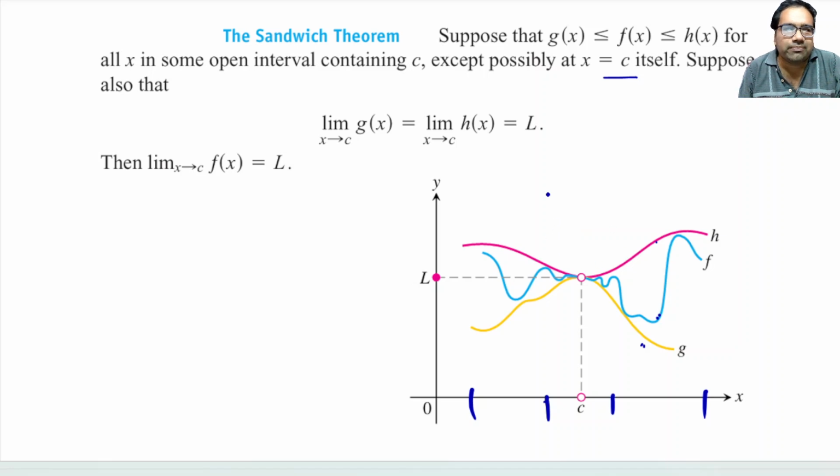And at the same time, limit x tends to c of g(x), that is the lower one, is equal to limit x tends to c of h(x). If this is equal to L, for example, the lower one is approaching a limit, the upper one is also approaching the limit, then what that means is the middle one will also approach the same limit. Very intuitive. It looks very fine, right? We all readily agree to this.